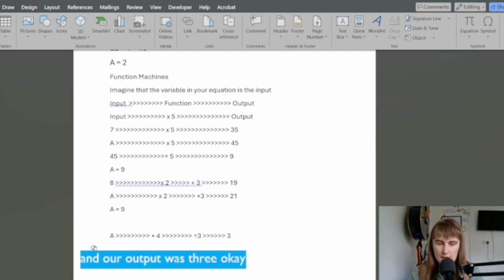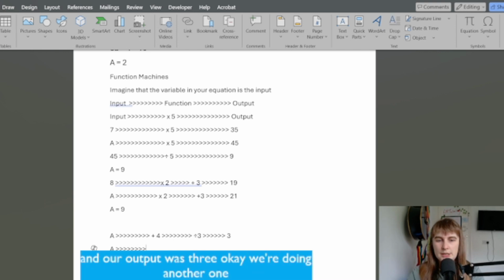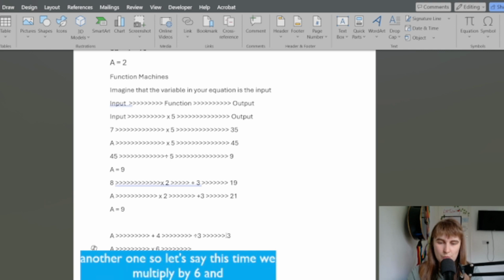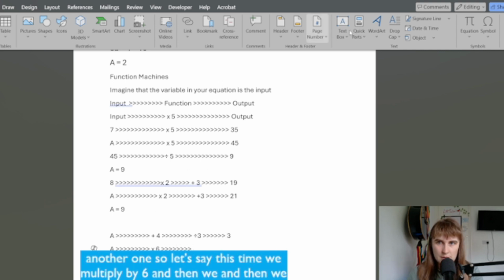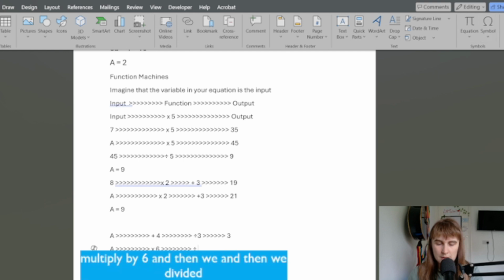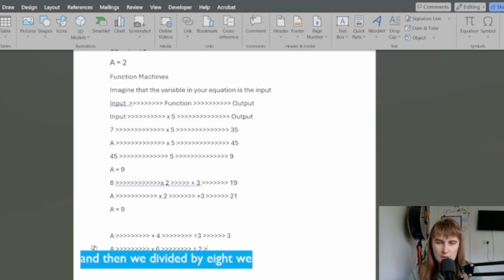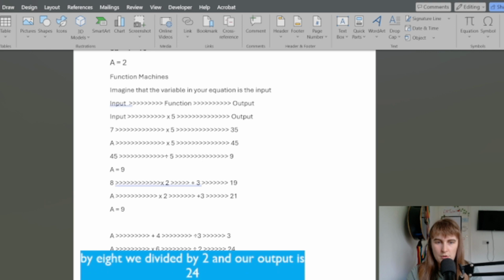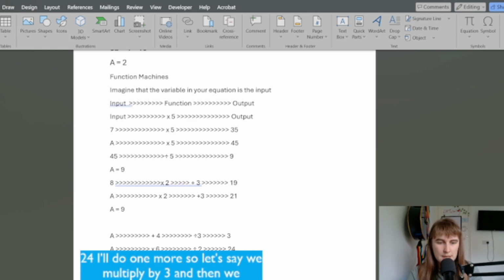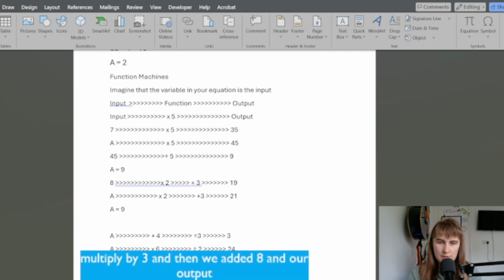We'll do another one. Let's say this time we multiplied by 6, and then we divided by 2, and our output is 24. I'll do one more. Let's say we multiplied by 3, and then we added 8, and our output was 20.